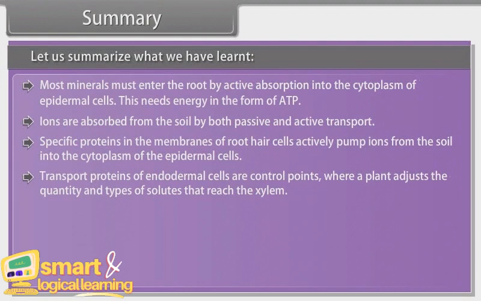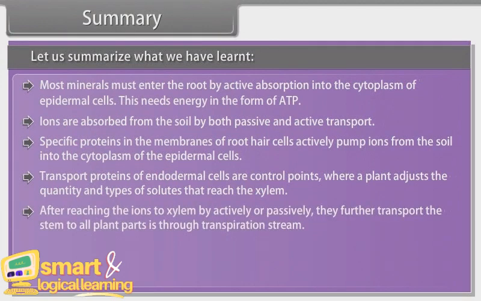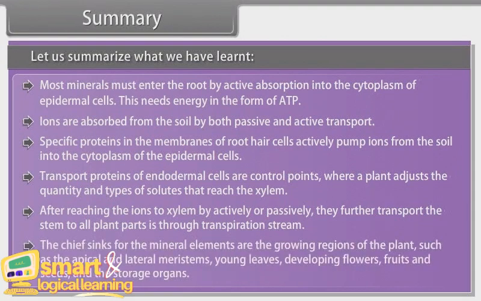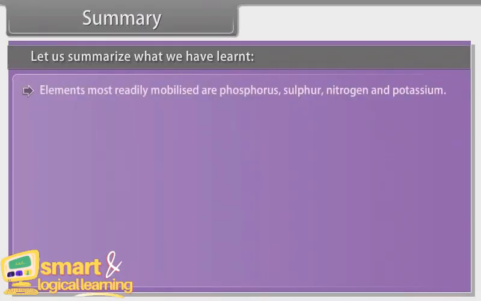that reach the xylem. After the ions reach the xylem, actively or passively, further transport from the stem to all plant parts is through the transpiration stream. The chief sinks for the mineral elements are the growing regions of the plant, such as the apical and lateral meristems, young leaves, developing flowers, fruits and seeds, and the storage organs. Elements most readily mobilized are phosphorus, sulfur, nitrogen and potassium.